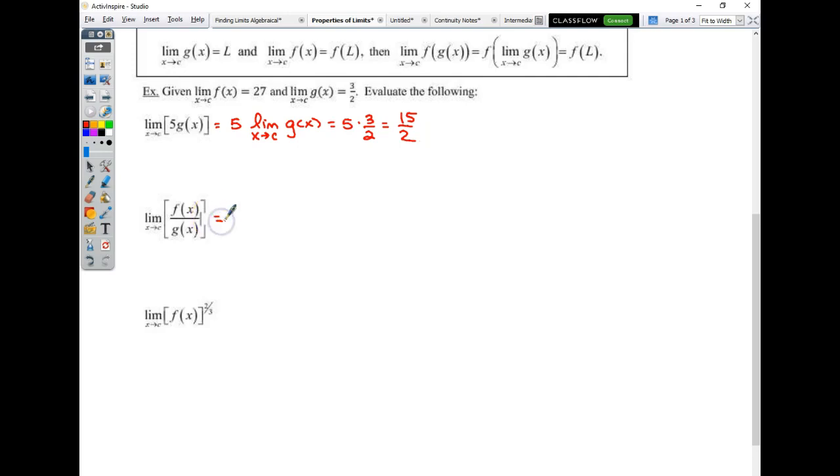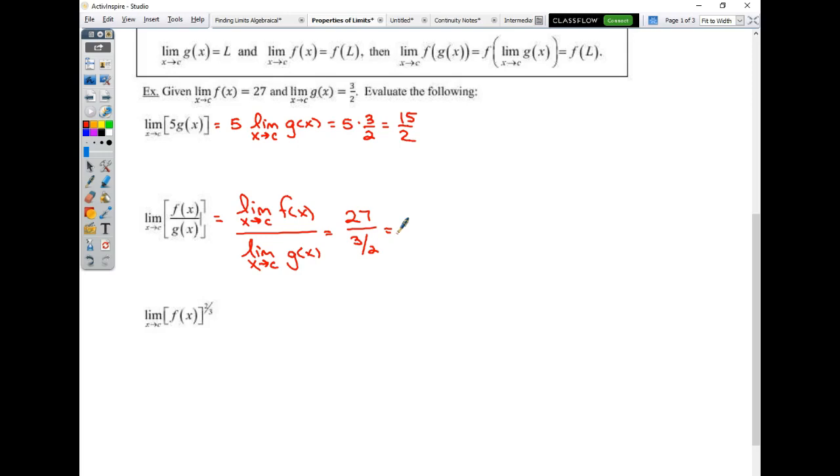So if I'm looking at this, I have f over g of x. That doesn't look pretty, but what I can do is I can actually take the limit as x approaches c of f of x divided by the limit as x approaches c of g of x. Just take that limit, split it over the individual pieces. Limit of x approaches c of f of x is 27. Whoops. Helps if I can write my fraction correct. Got ahead of myself.